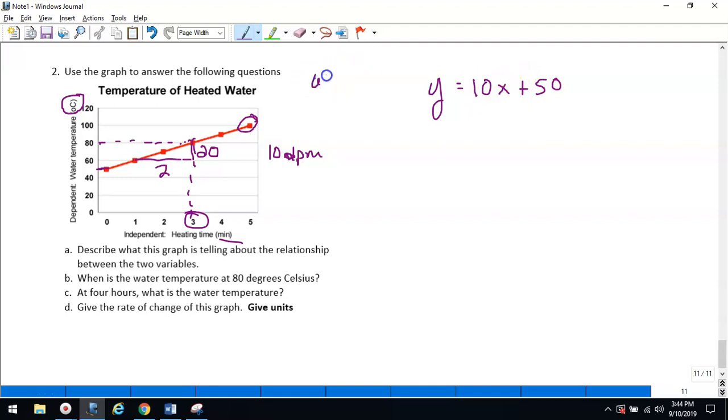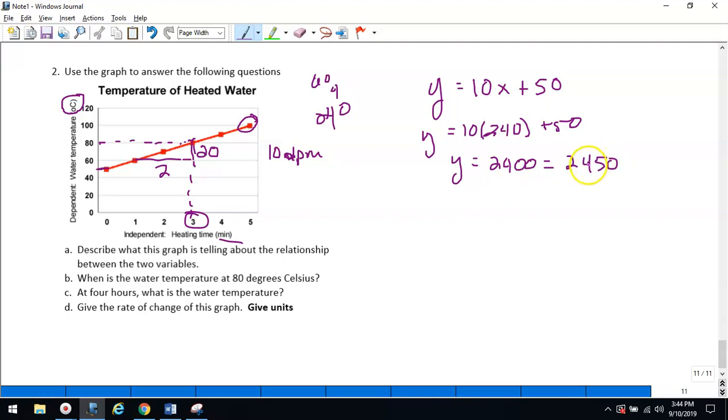If x is our time in minutes and we want to know after 4 hours, then we need to do 60 times 4, which is going to be 240 minutes. So y is going to be equal to 10 times 240 minutes plus 50. So y is going to be, if I add a 0 here, 2400 plus 50 is going to be 2450. So in 4 hours, the water temperature is going to be 2,450 degrees?